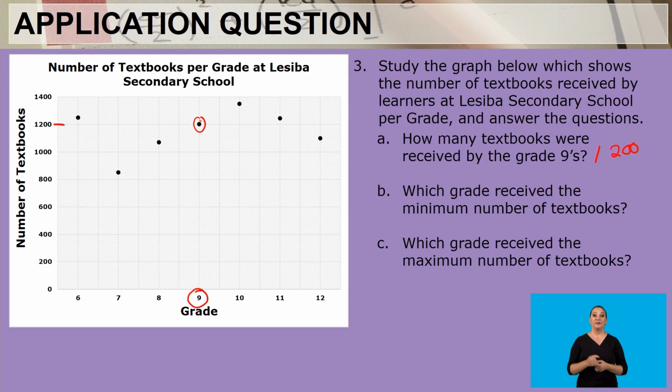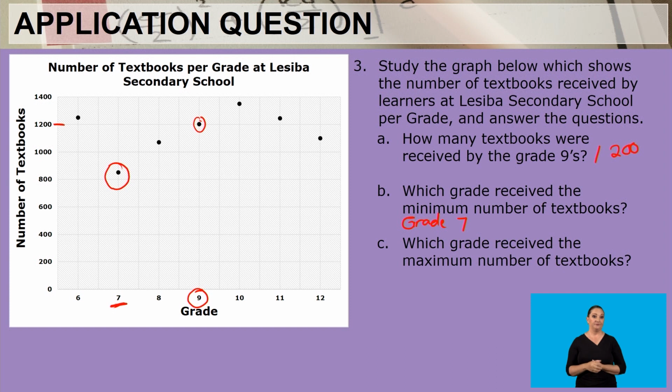Which grade received the minimum number of textbooks? So we are going to look at the lowest point. Remember, minimum is the lowest point. And which grade received the lowest number of textbooks? Well, that is indeed grade 7. So we can see there that grade 7 is the one that received the minimum or the lowest number of textbooks.